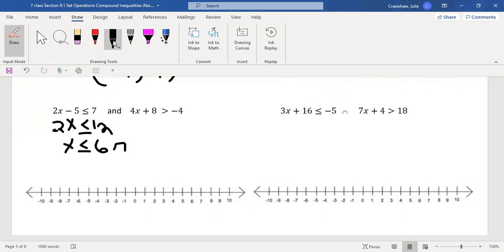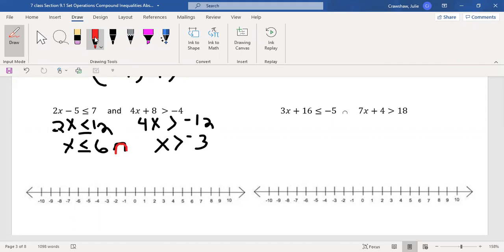On the right-hand side, I'm going to subtract 8 from both sides. And I'm going to end up with 4x is greater than -12. And then you would have divided both sides by 4, and you'd get x is greater than -3. Now the left-hand inequality has a line underneath it, so it's going to have a bracket.